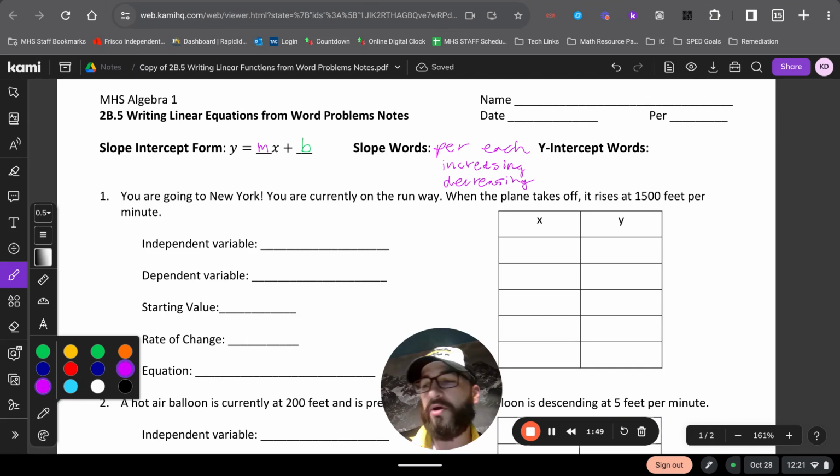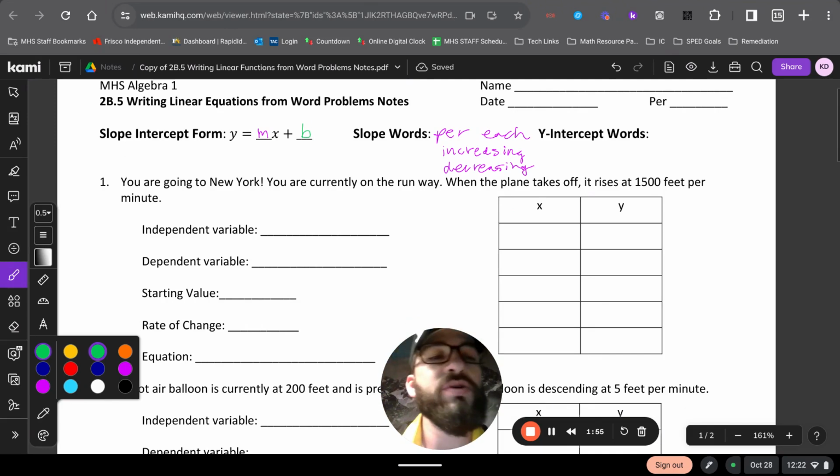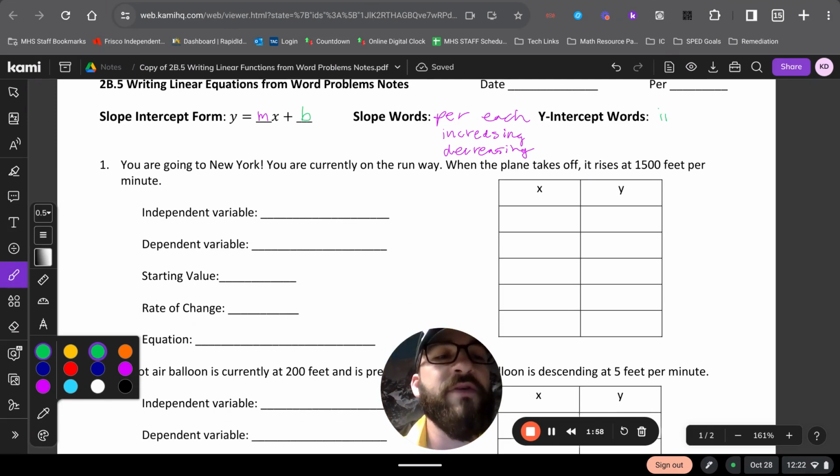Our y-intercept words, though, are typically a specific amount. So you might see something like initial, because it's that very first value, start, beginning. So any sort of word that might indicate that this is like a starting charge, an initial charge, a first charge, or first value given a situation. Okay, so we're going to keep those kinds of words in mind, and we're going to use them to try and interpret these word problems and then actually write an equation that we can use.